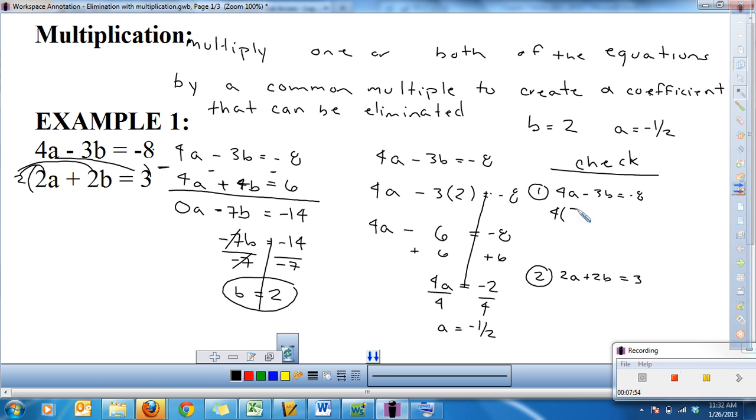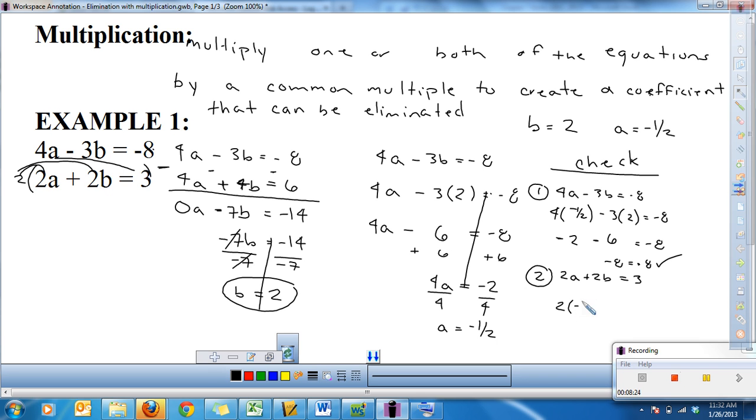A was negative 1/2. B was 2. And let's see if it works. 4 times negative 1/2 is negative 2. Negative 3 times 2 is negative 6. Negative 2 minus 6 is negative 8. That works. Let's check our second equation.